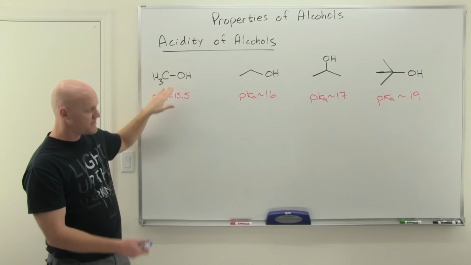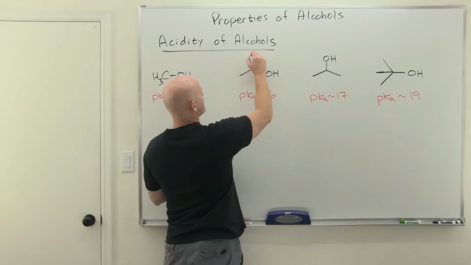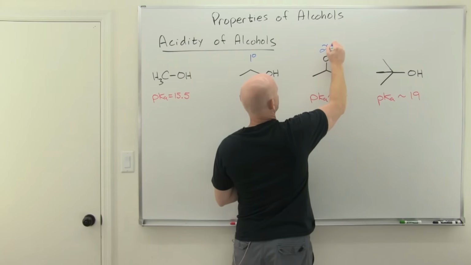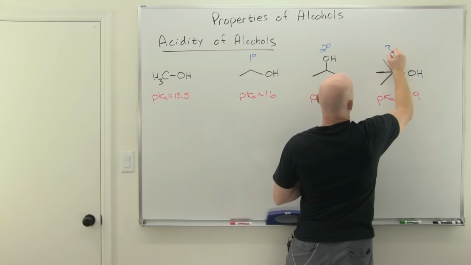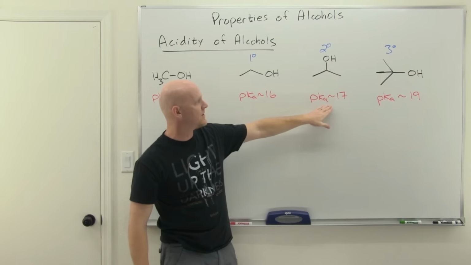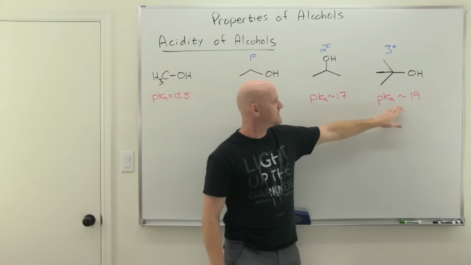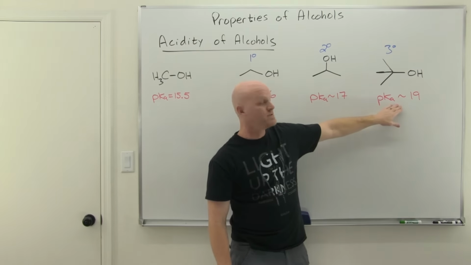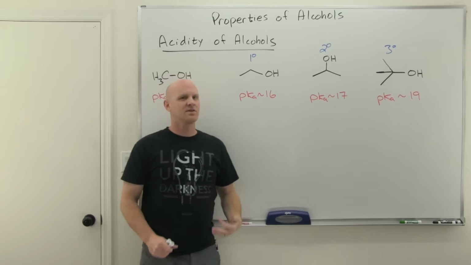Now, if you look, I've got a methyl alcohol, and then here I've got a primary alcohol, here I've got a secondary alcohol, and then here I've got a tertiary alcohol. We definitely see a trend: with our secondary alcohol, isopropyl alcohol, the pKa is 17, and then for our t-butyl alcohol, the pKa is 19. And so we've got to say, well, what's going on here?